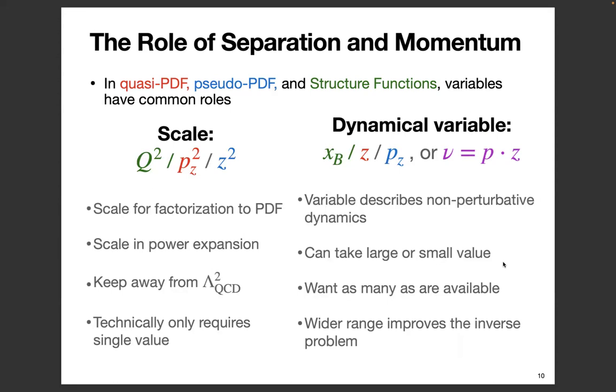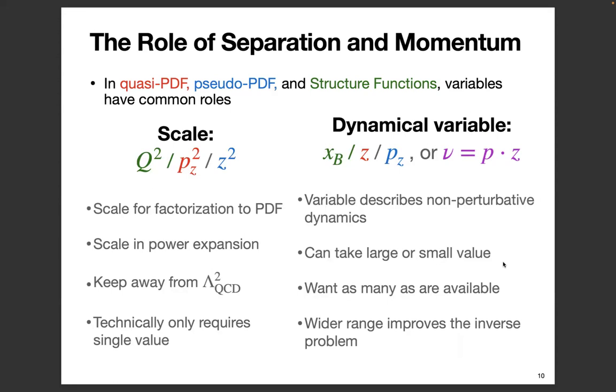Now, global analyses have many ranges of Q squared, so they can test these assumptions. And this is why getting more data at low x from the EIC is important for understanding low x, so that we have more Q squareds to make sure that we're really in a place where our power expansions are under control. Now, on the other hand, we have the x Bjorken in the structure functions, which is really our dynamical variable.